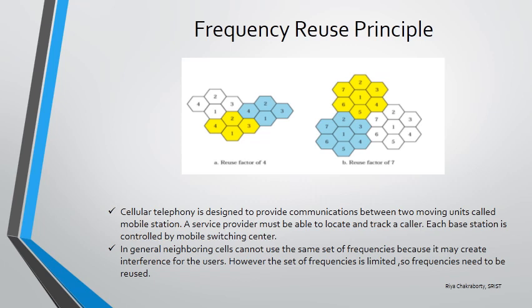A frequency reuse pattern is a configuration of, suppose, capital N cells, N being the reuse factor, in which each cell uses a unique set of frequencies. When the pattern is repeated, the frequencies can be reused. So the cells with the same number in a pattern can use the same set of frequencies. We call these cells the reusing cells.